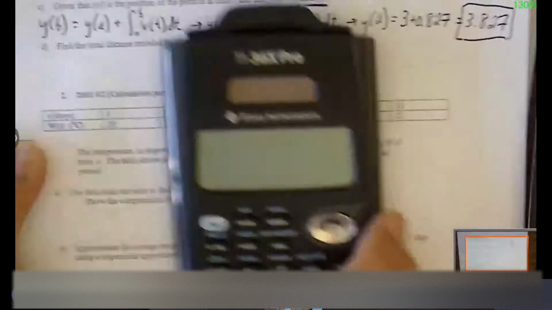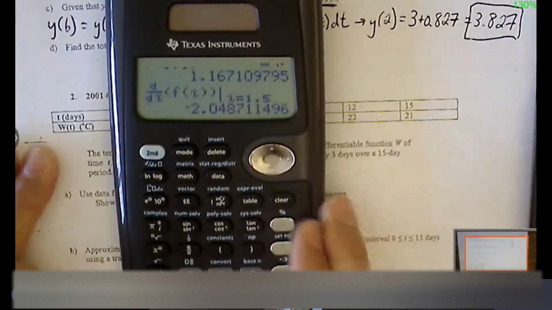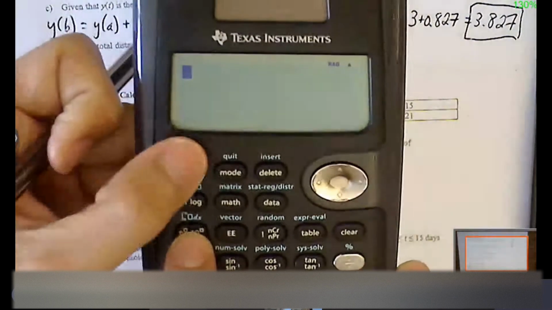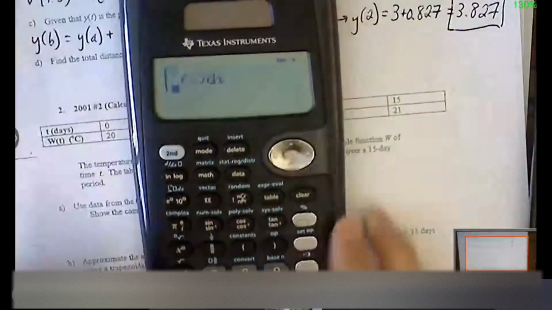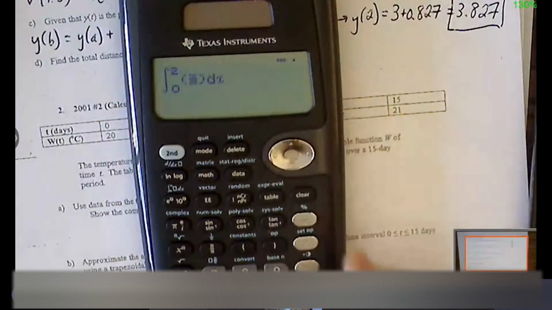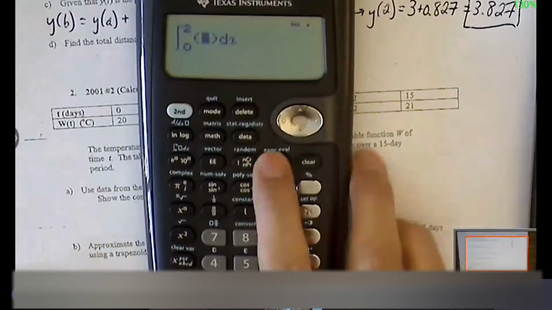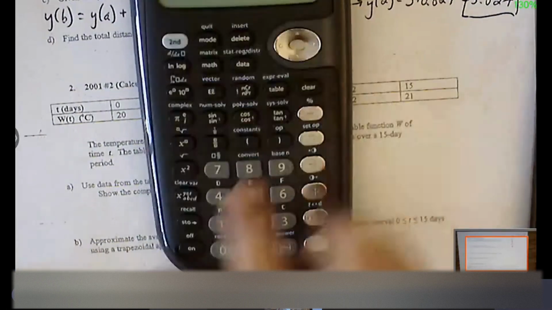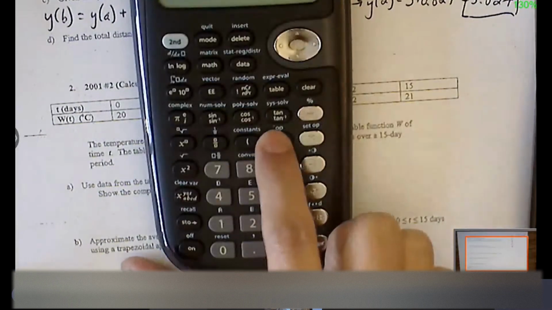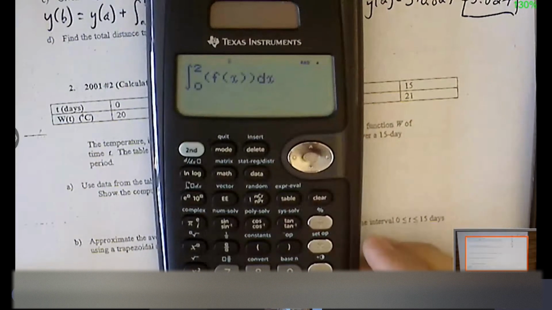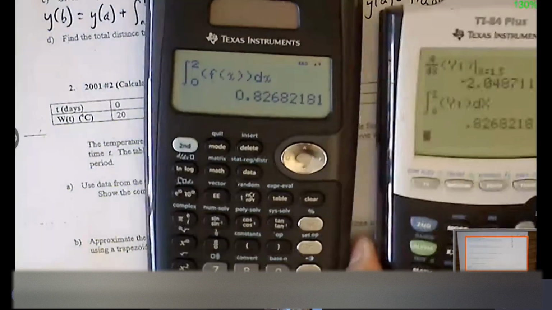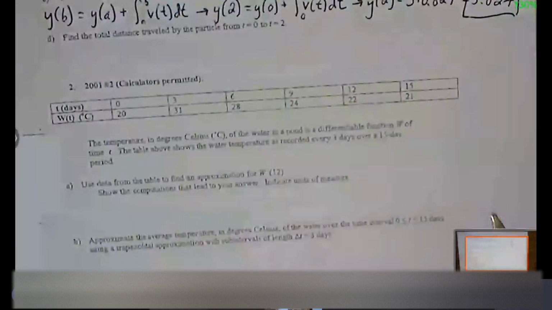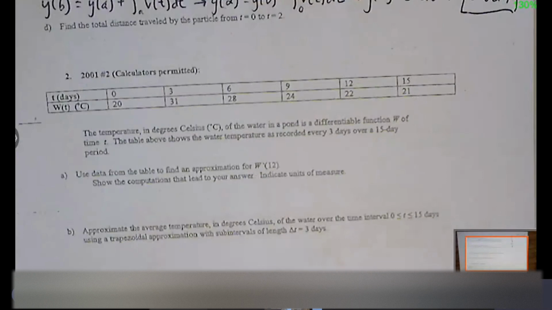Okay, 36 Pro. Def to integral, second E, from 0 to 2. I have it stored under f of x, so go to table, f, make sure you fill that with an x. X is next to the 4. Close the parentheses. 0.827. All right, any questions with C here?